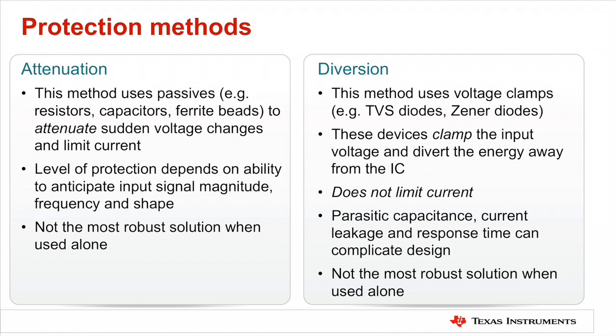their high-voltage component. Attenuation uses passive components like resistors, capacitors, and ferrite beads to attenuate high-frequency changes and to limit current. The level of effectiveness depends on our ability to anticipate the input signal's shape, magnitude, and frequency. Diversion capitalizes on the high-voltage properties of the transient signal by using diodes to clamp the transient to ground and divert energy away from the rest of the system. When used individually, both of these strategies will have drawbacks, but when used together, they can create a very robust solution. We'll go through a series of examples using the OPA333, a 1.8 volt zero-drift op-amp.